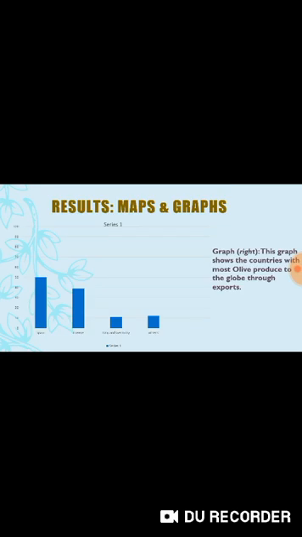These maps and graphs show the countries that supply olives, or produce olives as a product, globally and distributed. These are the main distributors of olives.